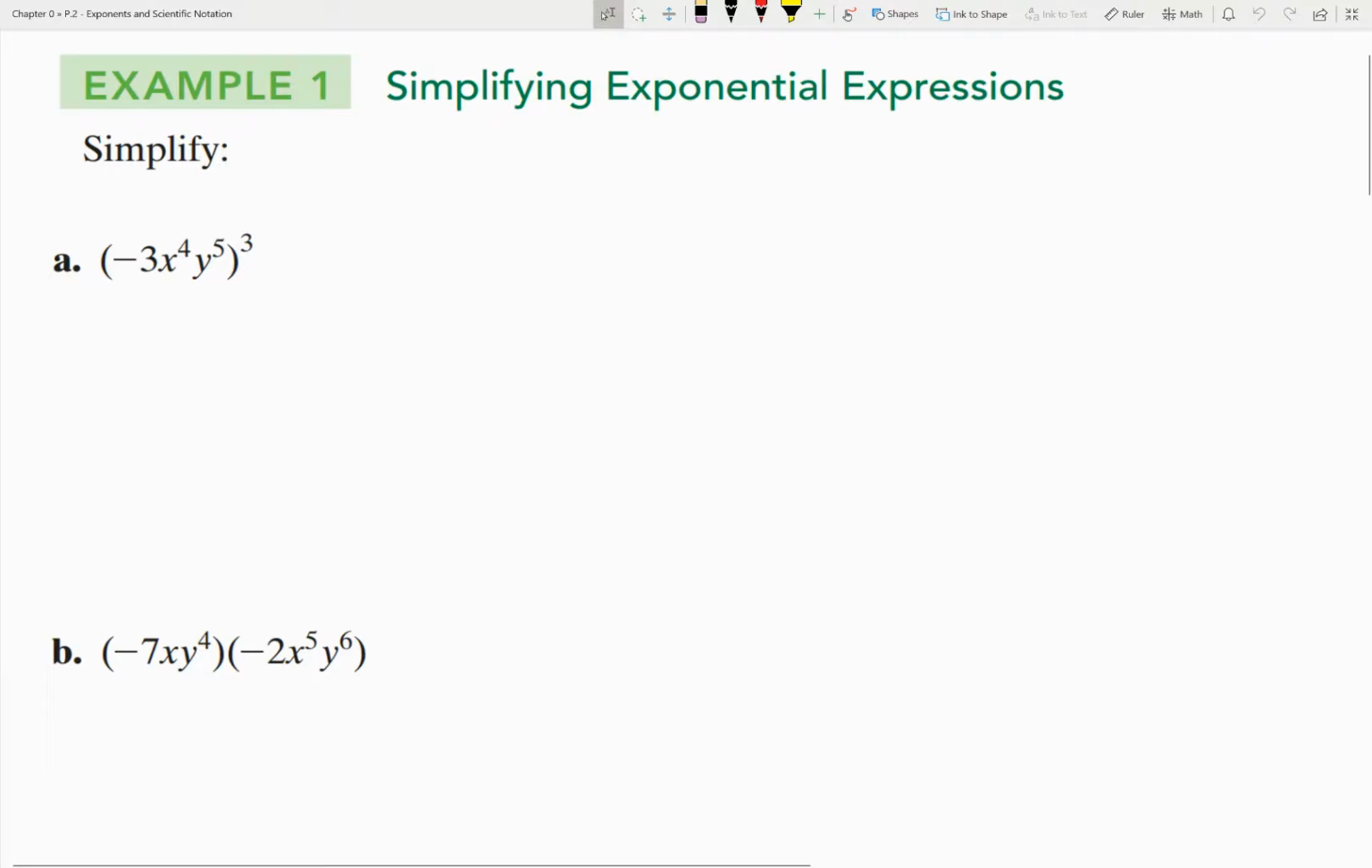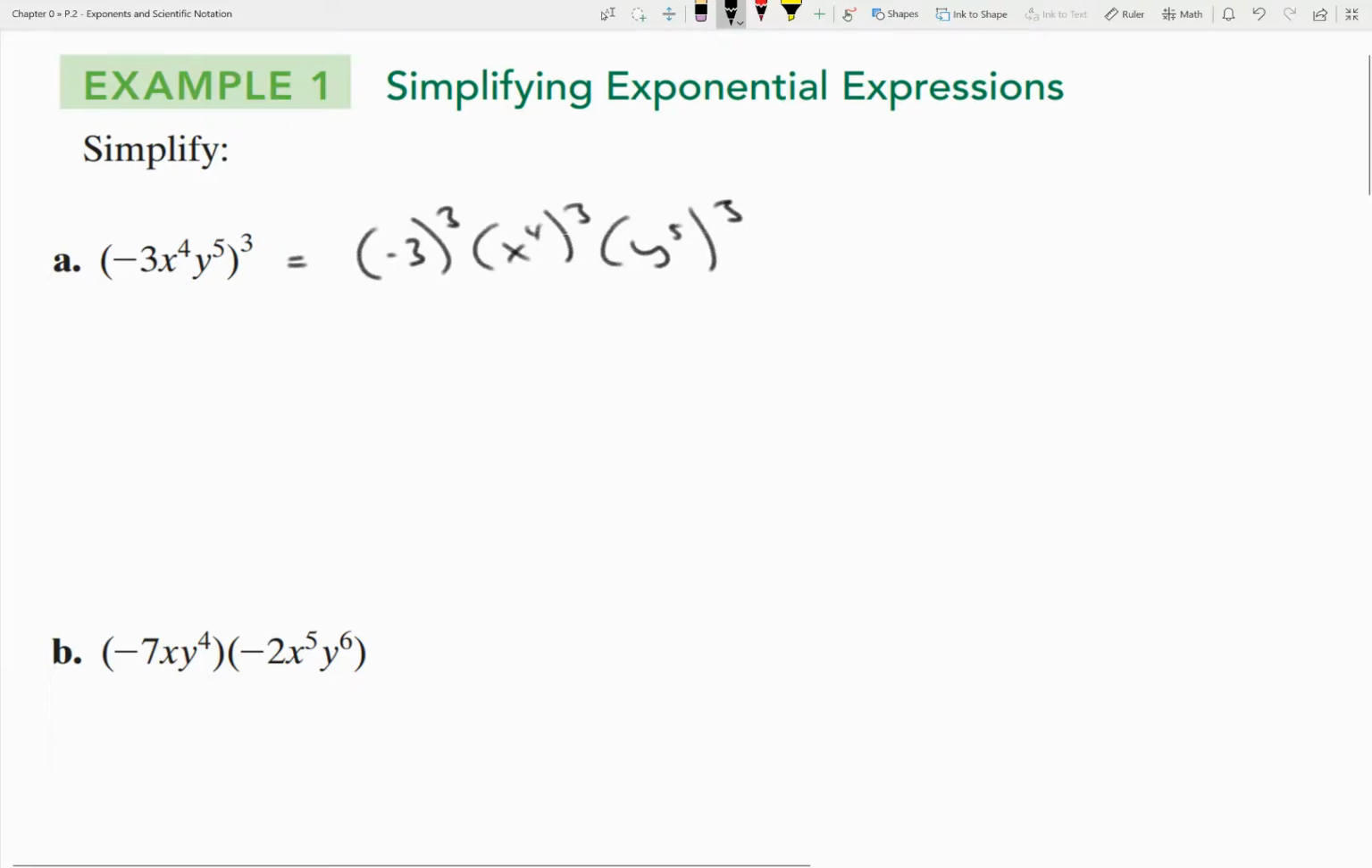Okay, so inside the parentheses, I notice a number, x and y, so there's nothing I can put together to make this a little bit easier to start with, but everything is raised to the third power, so I am going to take -3 and raise it to the third power, x to the fourth, raise it to the third power, and y to the fifth and raise it to the third power.